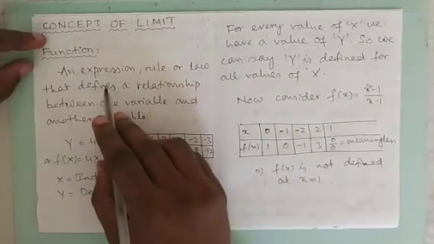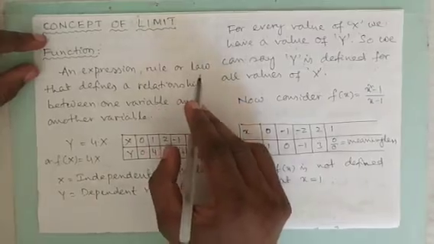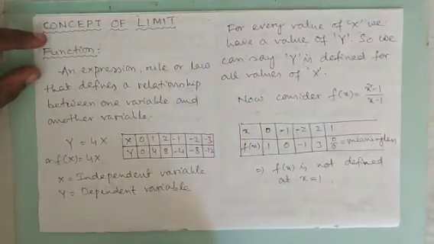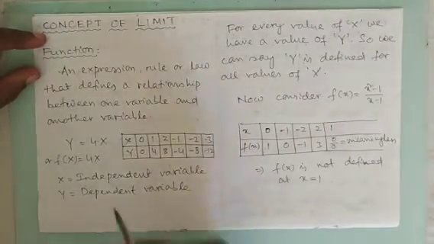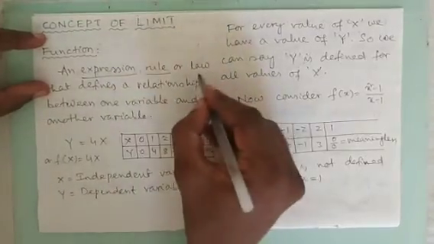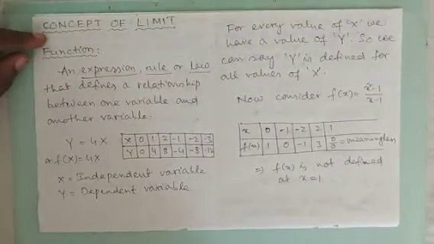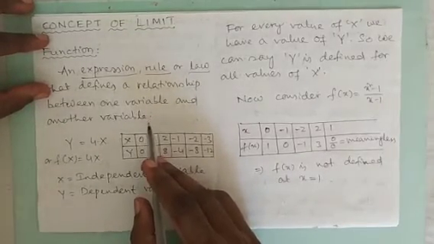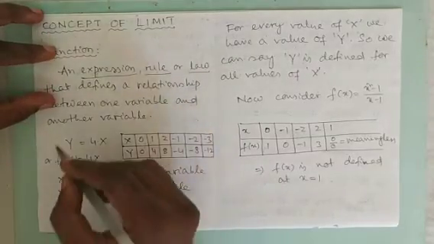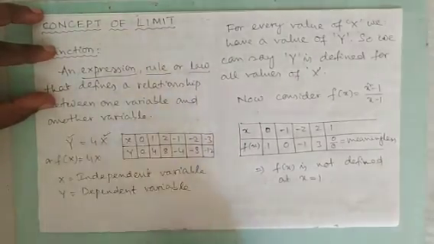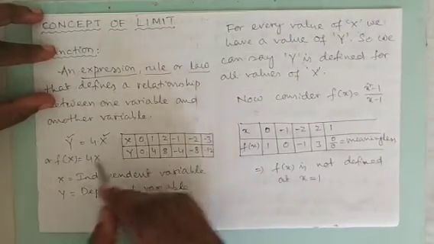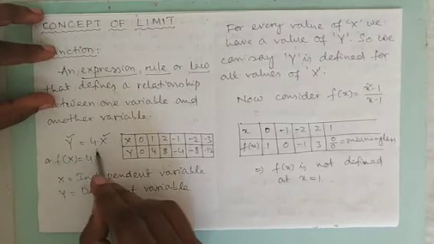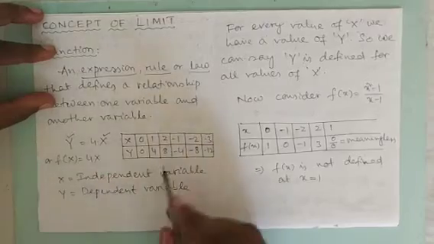A function is an expression, rule or law that defines a relationship between one variable and another variable. So it defines a relationship between two variables. For example, here x is a variable and y is a variable, and these two are related as y is equal to 4x. This is called a function because it relates the two variables x and y.